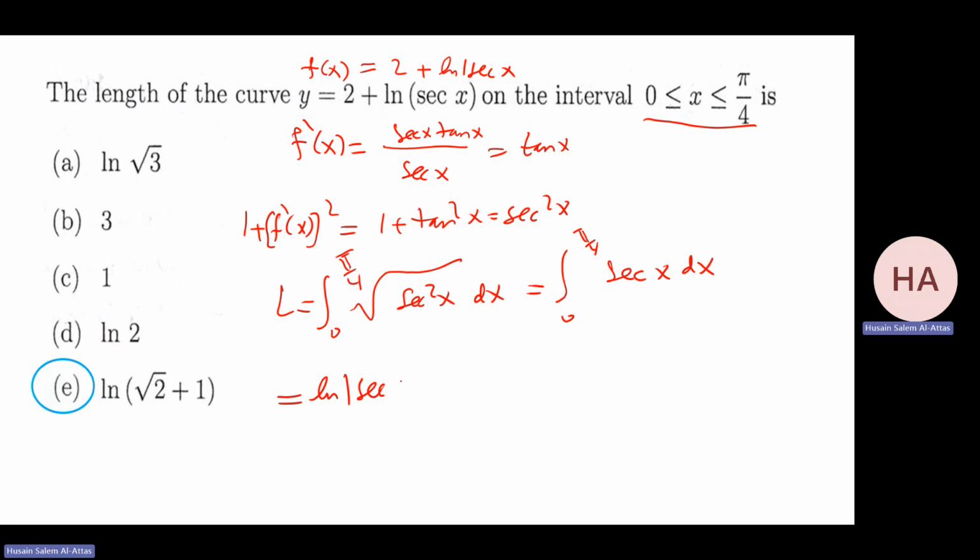ln secant x plus tan x from 0 to pi over 4. That will be ln square root of 2 plus 1. Secant 0 is 1 plus 0, ln 1 is 0. That will be the answer.